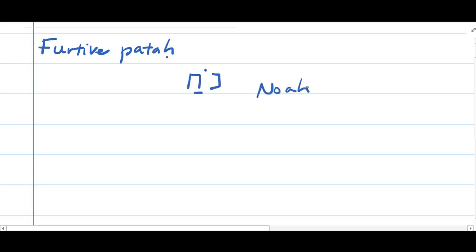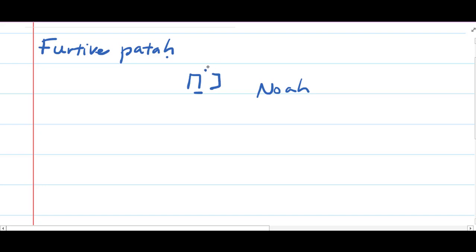The final thing we need to say about lesson 2 is something about the furtive pathach. Furtive pathach is a pathach that sneaks in there and gets pronounced even though it's not really supposed to be there. As an example, Ross gives us the name of a very famous character in the Hebrew Bible named Noah. Notice that this is how Noah's name is pronounced.